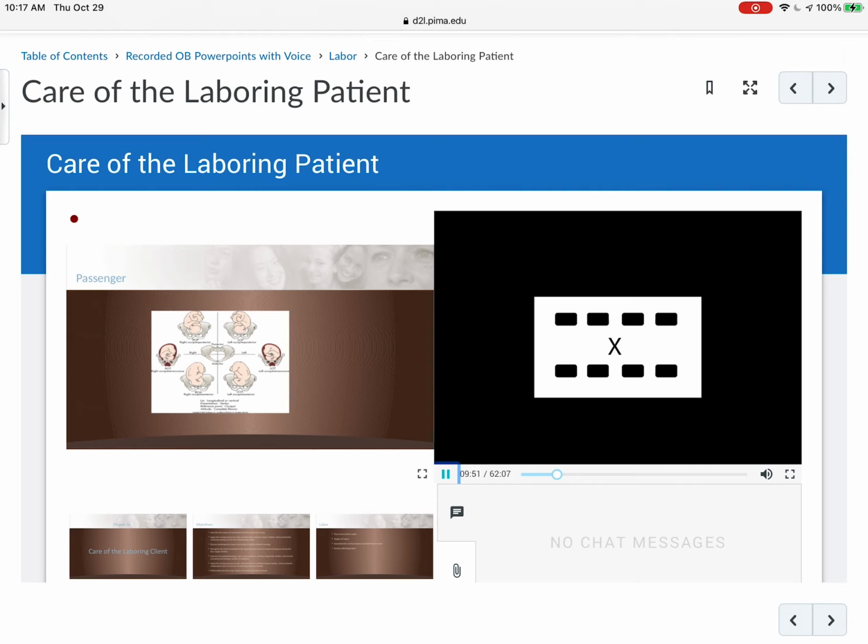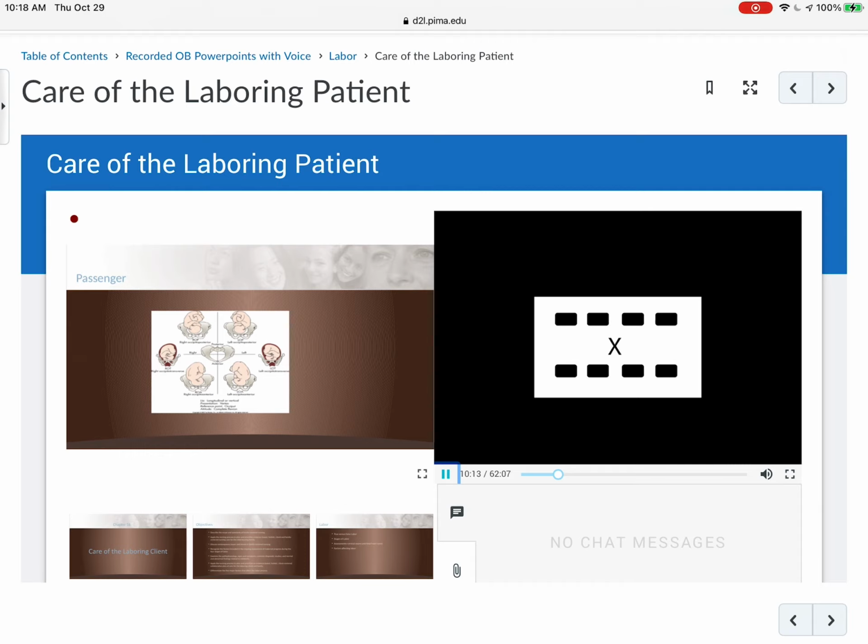Then it rotates into a transverse position, and hopefully by the time you deliver, it's in an anterior position looking down. If it does come out in a posterior position, it takes up more room, and a lot of times the baby can get stuck. So we actually position mom in different positions to try to get that baby to rotate into an anterior position.